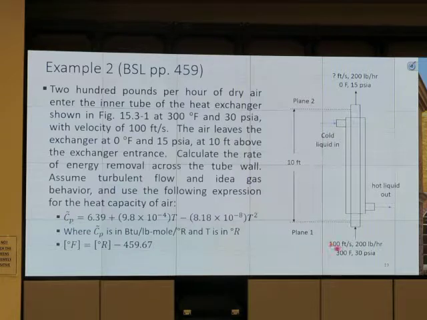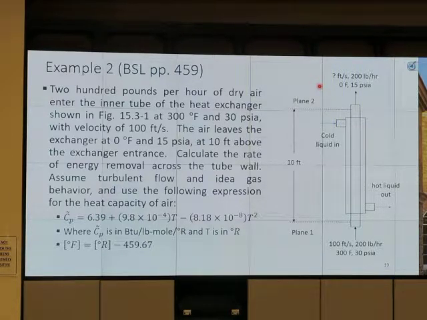And it's coming in at 300 Fahrenheit, 30 psia. So it's coming in hot. It's coming out at 0 F. Very cold. 0 F. And it's coming out at some velocity, I don't know what. But it has the same mass flow rate. And the pressure drops from 30 to 15.